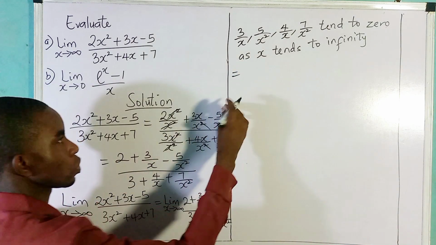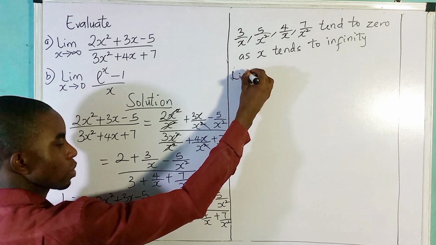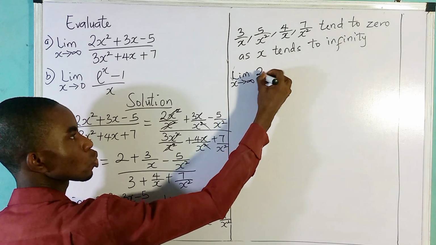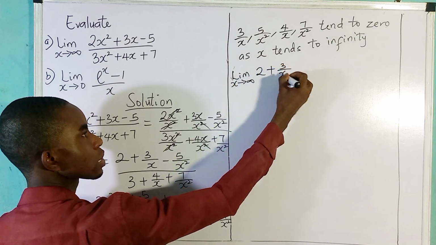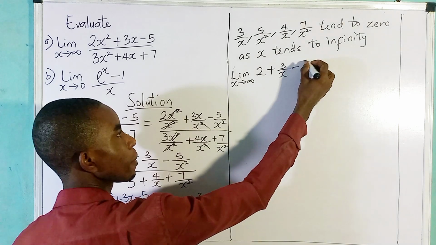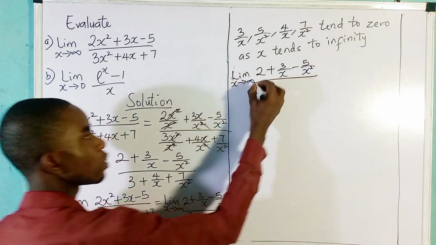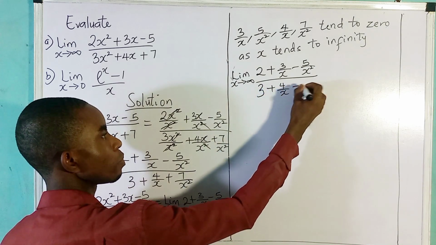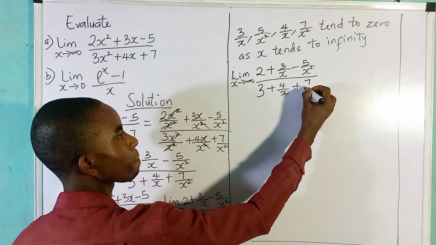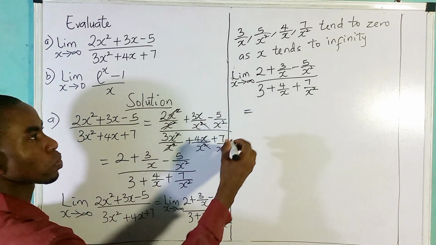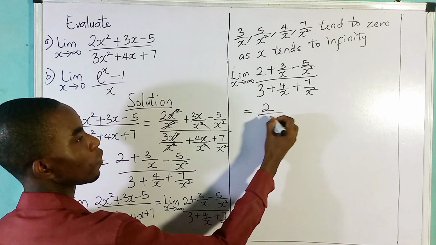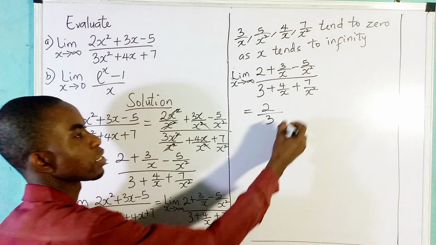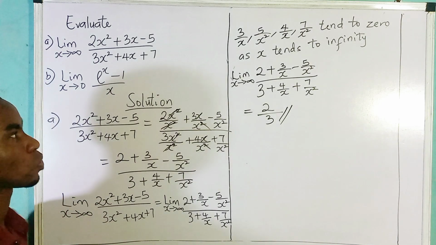So this is equal to, let me rewrite that, limit as x approaches infinity of 2 plus 3 over x minus 5 over x squared divided by 3 plus 4 over x plus 7 over x squared would be equal to 2 over 3. Since everything is 0, 0, 2 over 3. That's the answer for the first one.